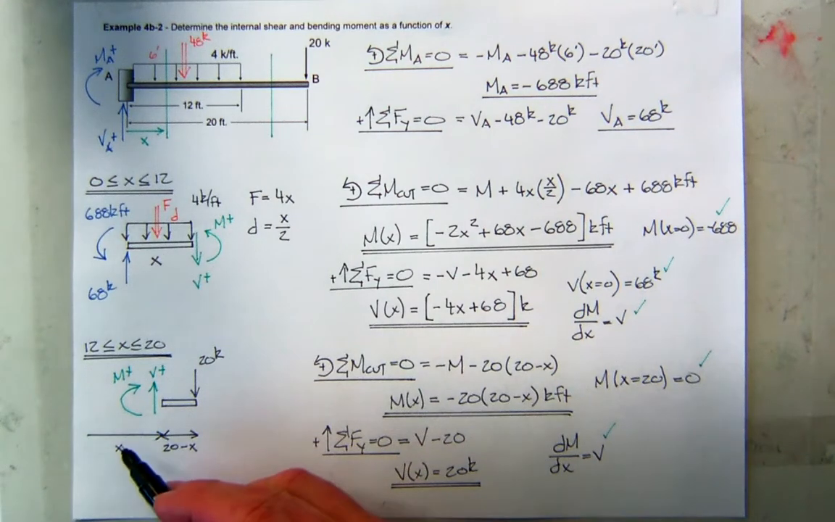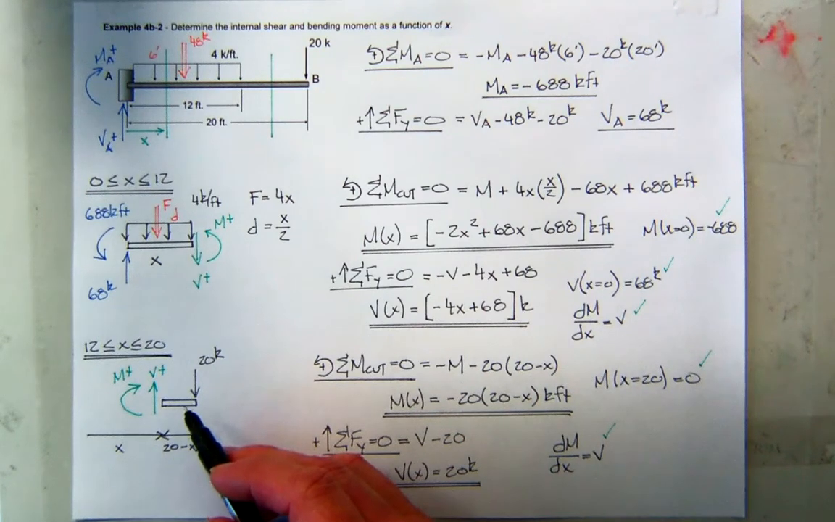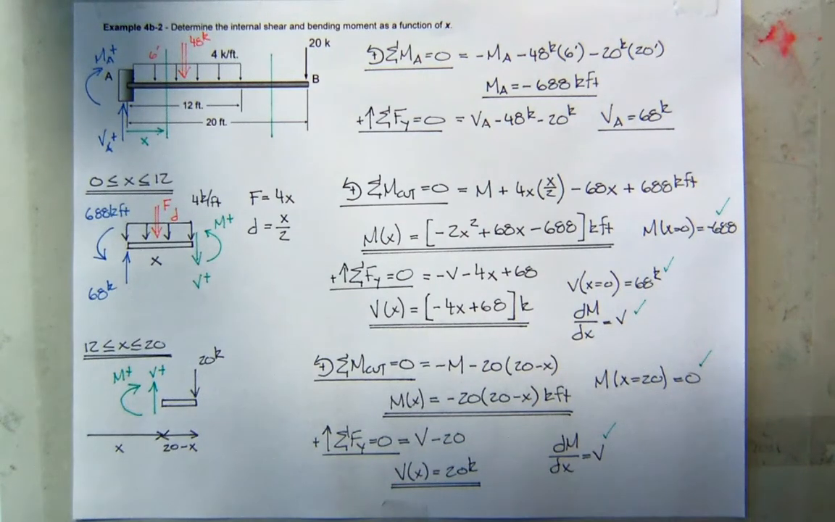So just imagine x getting to 19.9999999 forever. It's still going to be what? Positive and 20, or nearly 20. So that's good too.